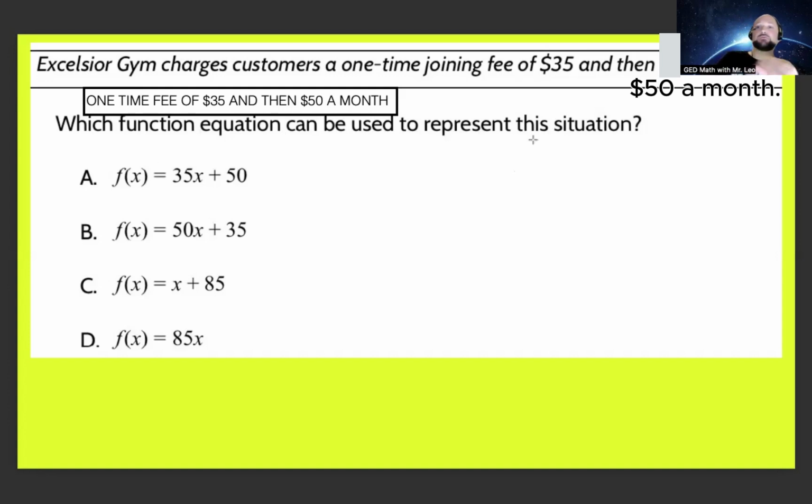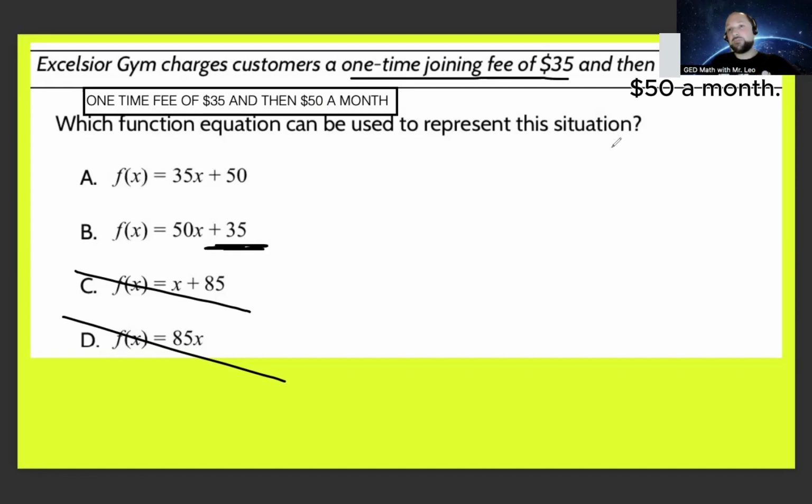Which equation can be used to represent the situation? So I need to see a one-time fee of 35 and 50 a month. All these 85s are tricks. It is not C and it's not D. This 85 is a trick. They want you to add these together and get tricked. No. We want to represent the whole situation in a number of months. I want to see that 35 as a one-time, which means it's got to have the plus. It's just one time. $50 happens repeatedly. That's 50x. This is the answer. 50 times however many months you're there, plus your $35 entry fee.